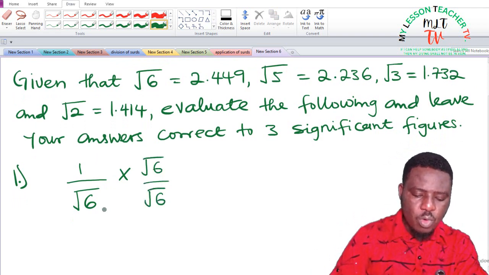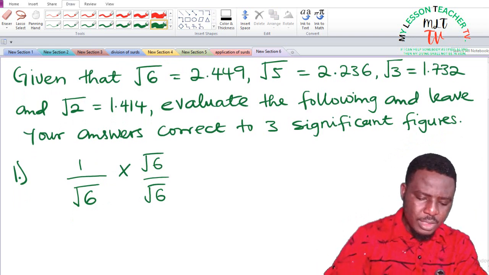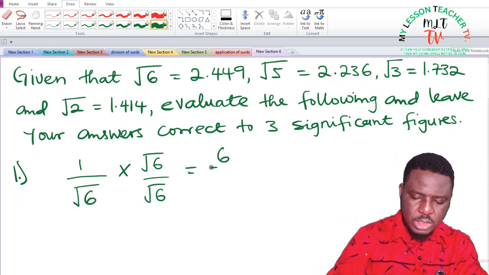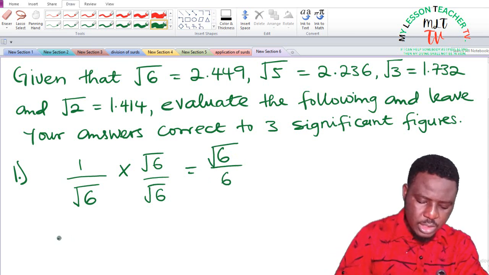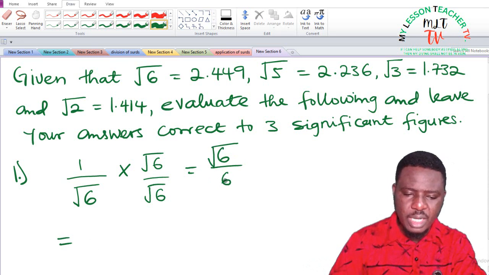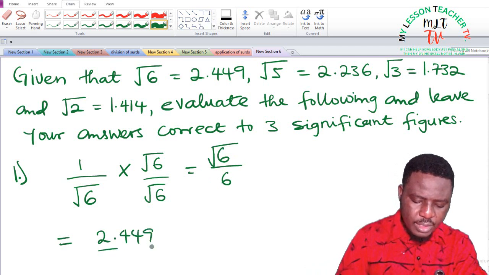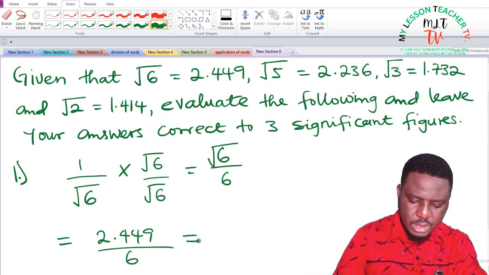So, example 1, we are going to multiply by root 6 divided by root 6. This is to enable us to rationalize the denominator. This is equal to root 6 divided by 6. Please don't divide: this is root 6 and this is 6, so you can't divide. Rather, you get the value for root 6, which is 2.449, divided by 6.